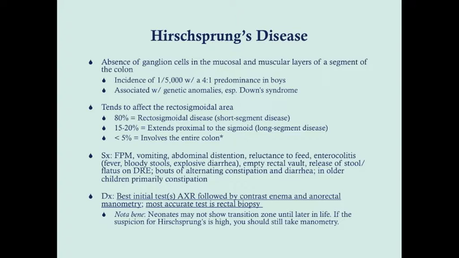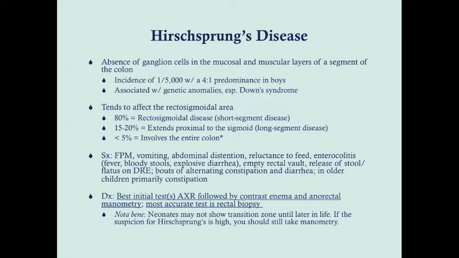It tends to be in the rectosigmoid area, 80% of cases, and from there it can extend proximally, so it can go further up. 15 to 20% of cases will extend proximal to the sigmoid, and less than 5% will involve the entire colon. So most cases just involve the rectosigmoid, but what I want you to get out of this is that, even though segmental Hirschsprung's has possibly been described in the literature, the way this works for the most part is that you have disease in the rectum, and it can go further proximally, but it always involves the very distal colon.